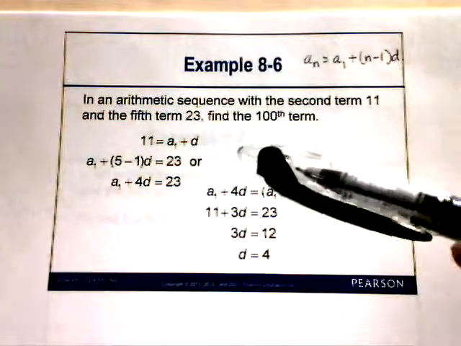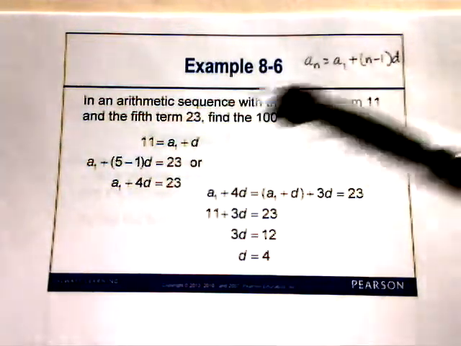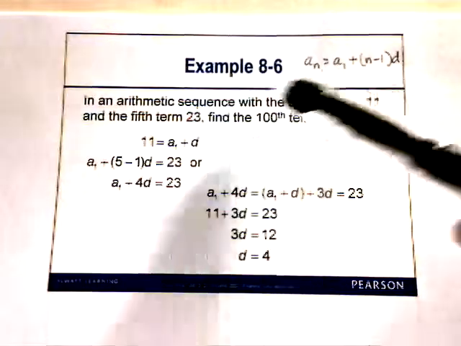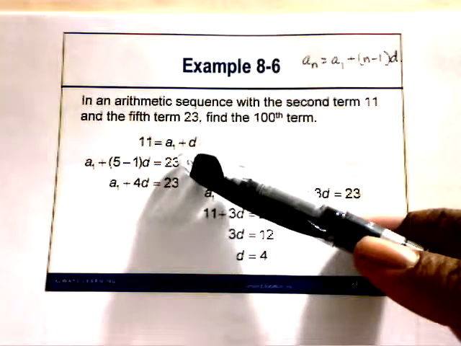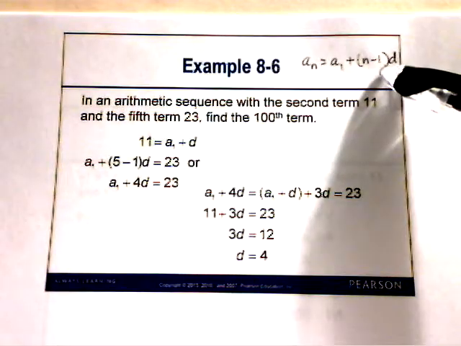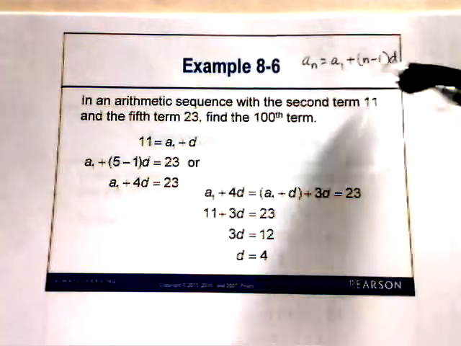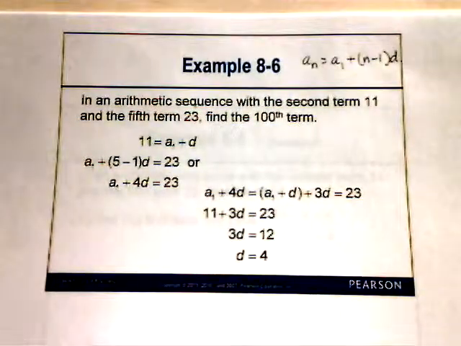Okay, now the second term is 11. So here, that's your a sub n, which is 11. And that's equal to a sub 1, which is what we're trying to find. n is going to be 2, so that's 2 minus 1, which is 1 times d. So that's where this equation came from.